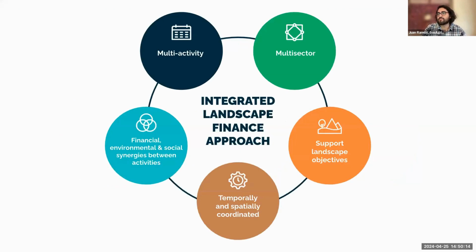Okay. So again, this is the logic of the approach, which is everything I just described. You have objectives at the landscape scale. You're trying to do this multi-activity, multi-sector coordination as much as possible and find synergies across activities and projects. Ideally, that would be spatially coordinated and sequenced in time to be as synergistic as possible. That's not always possible, but ideally that's the theoretical basis of how to think about it.